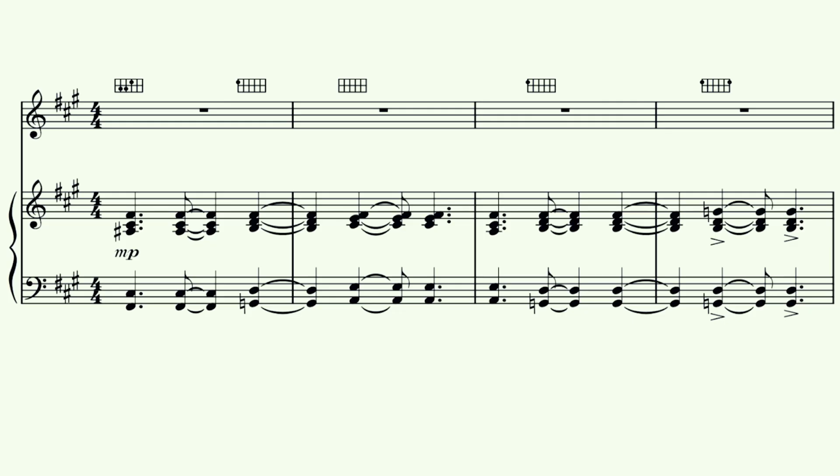So I have a question for you. Where does the syncopation occur in the beginning of this piece? It should be immediately obvious. So I see a syncopation right away, right here. Now, how do I know that?